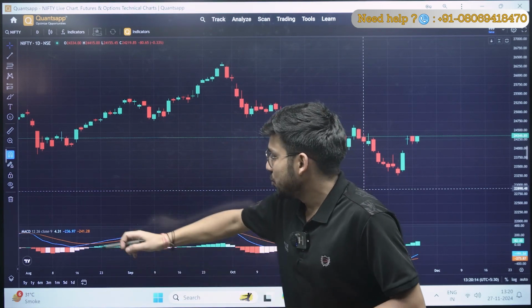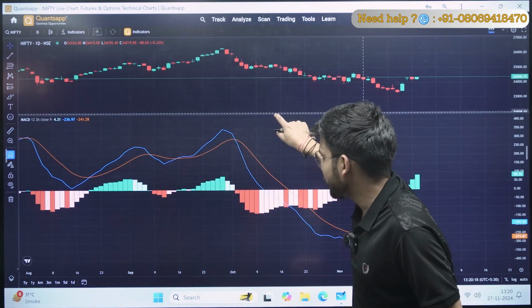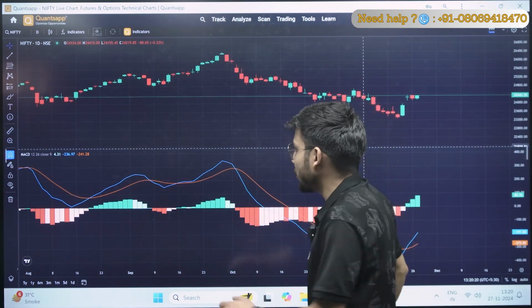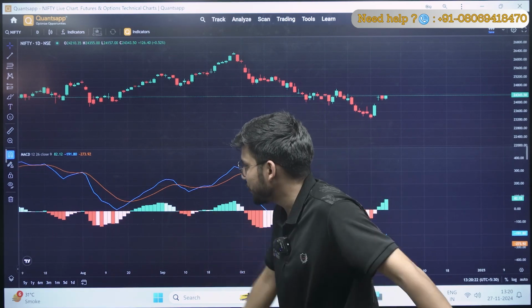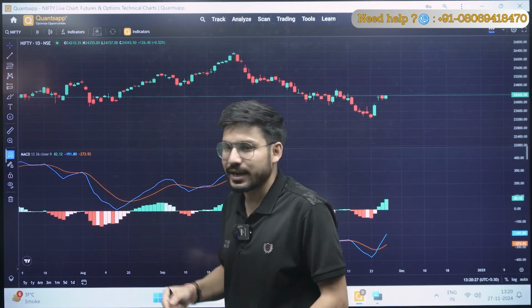Now you can see this is my MACD, and let me zoom it out a little bit so you can see it more clearly. You can see there are two lines. The first line is this blue one, which is my MACD line, and the other one is my signal line, right?